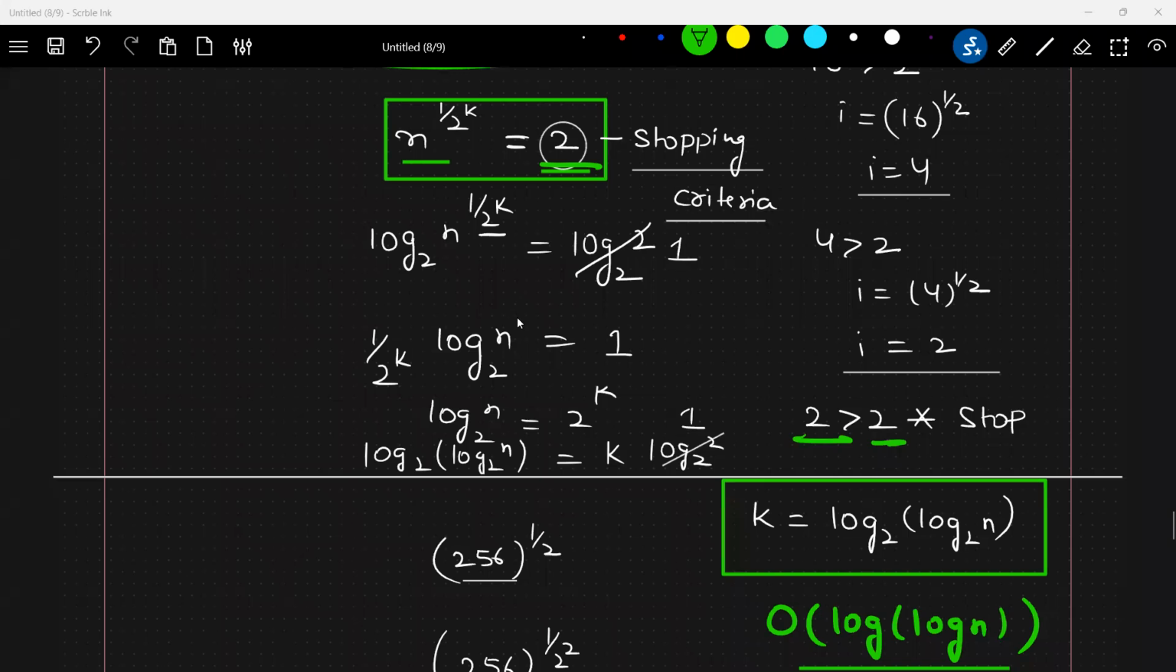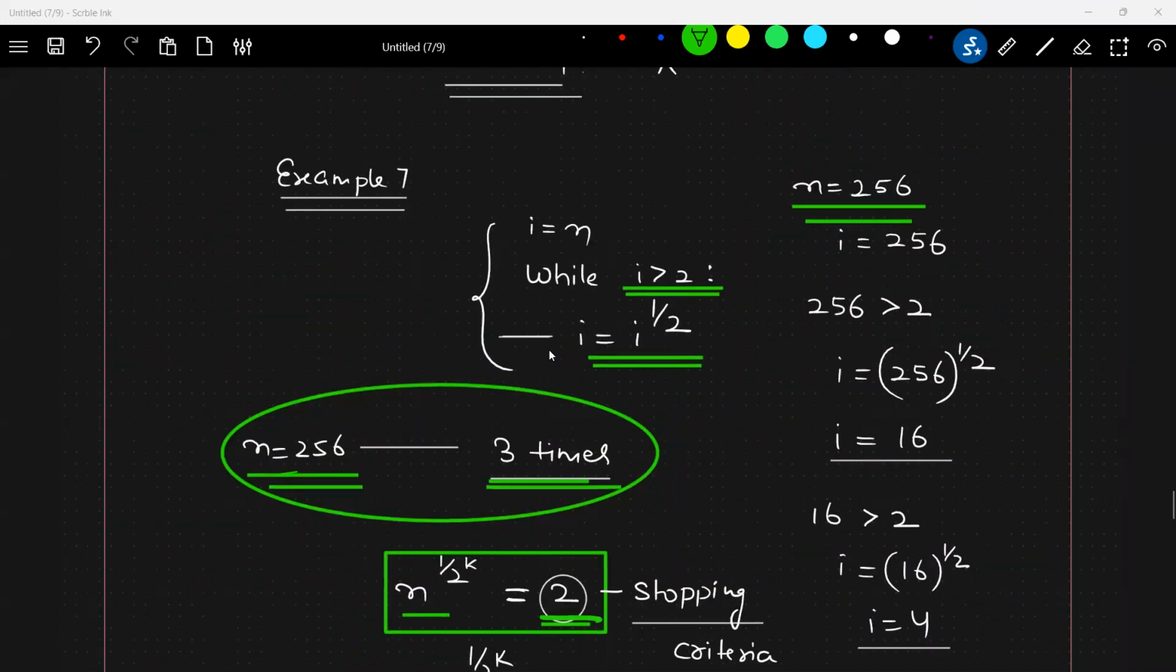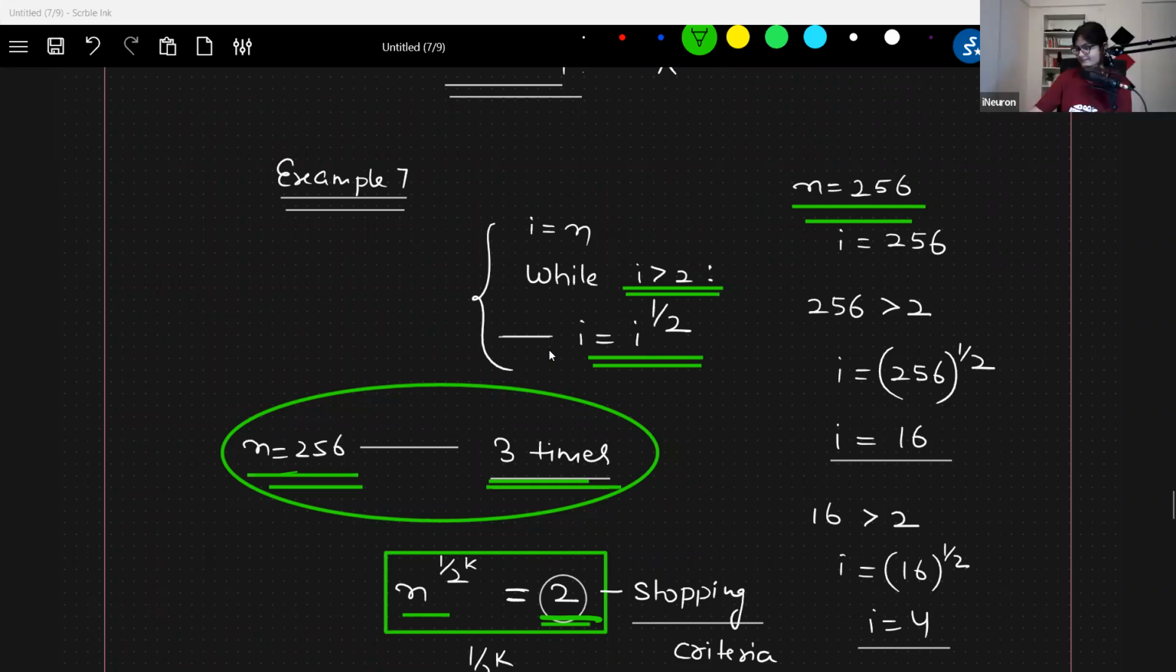Using the inner loop condition, i is equal to i raised to 1 by 2. Correct. So that's how we boil down the equation: n raised to 1 by 2 raised to k is equal to 2. That is the stopping criteria, which tells how many times the condition inside the while loop corrects itself and when it stops. So we are breaking it down and approaching it this way. Can there be more approaches, or will we see while solving other examples?